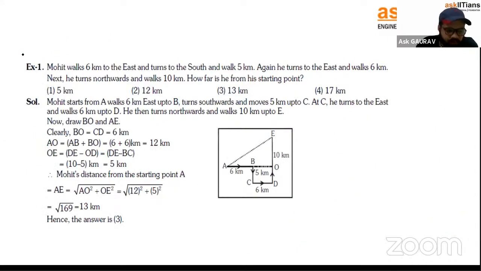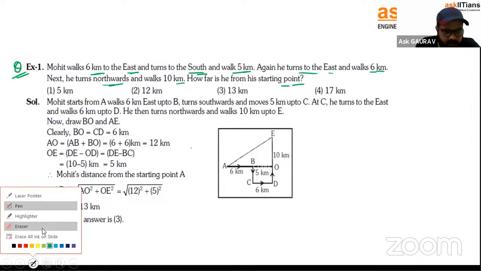Example number one. Mohit walks 6 kilometers to the east and turns to the south and walks 5 kilometers. Again, he turns to the east and walks 6 kilometers. Then next, he turned northwards and walked 10 kilometers. How far is he from the starting point? Very good question to understand the directions, right? Is it clear?